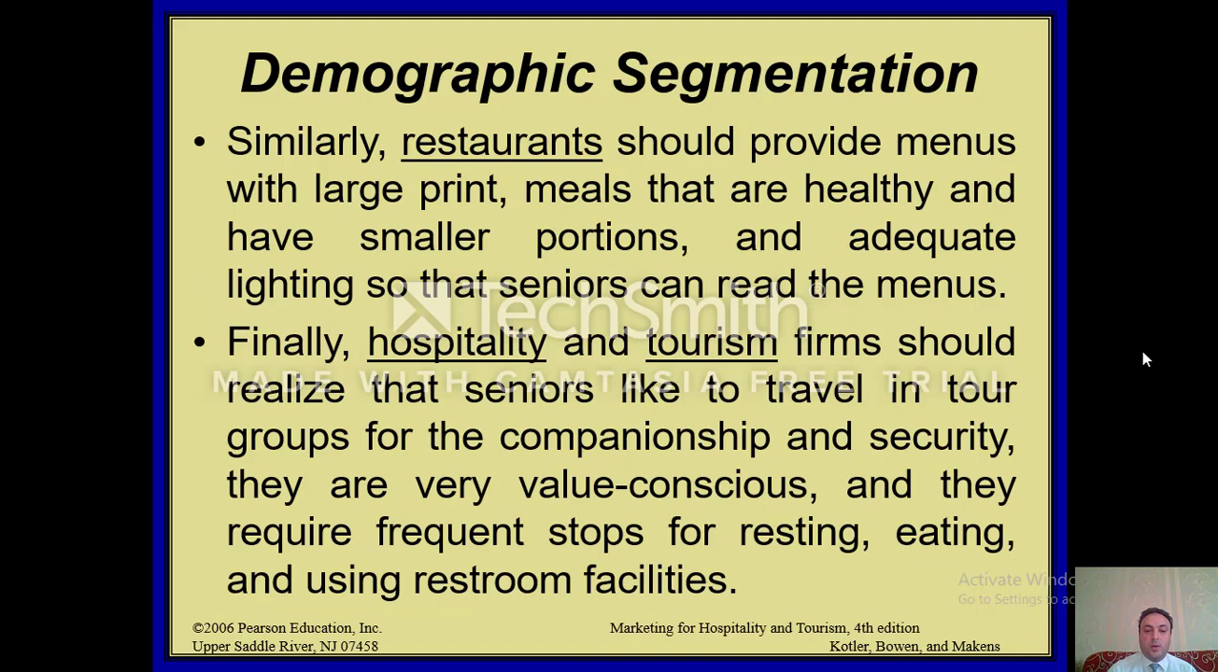And similarly, in the restaurants also, they should provide menus with large print so they can read. Also, meals that are healthy and have smaller portions, and adequate lighting so that seniors can read the menus. Finally, hospitality and tourism firms also should realize that seniors like to travel in tour groups for companionship and security. They are very value conscious and they require frequent stops for resting, eating, using restroom facilities, and so on.